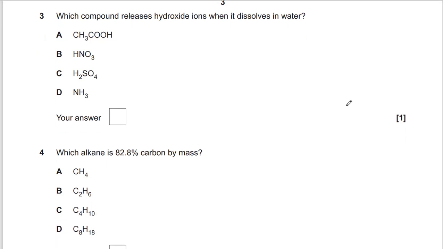Number 3 then, compound that releases hydroxide ions when dissolved in water. So hydroxide ions are released by alkalis, so you're looking for the alkali. Let's go through them in order then. CH3COOH. If you draw that out, hopefully you can see very quickly that this is a carboxylic acid, and therefore it is not an alkali, so it is absolutely not ethanoic acid.